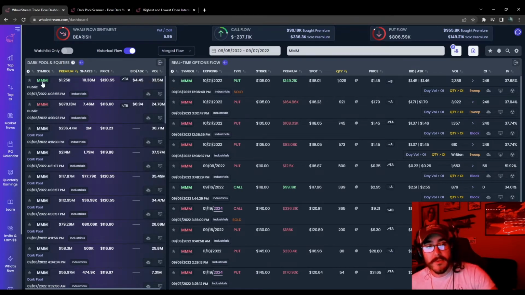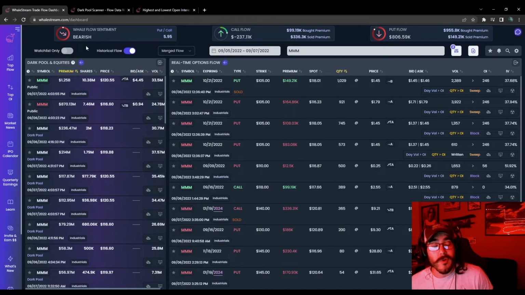So we click MMM and we're able to see all the options flow over here on one side and all the dark pool and equities. So what we can see over here on the left side under dark pool and equities is this trade was executed after hours, 3 minutes after hours, 1.25 billion, 10.38 million shares. That's a lot. We can also see after hours, 870 million. After hours, 236 million, 214 million, 117 million. Something's going on with MMM. We're gonna be wanting to keep an eye on this moving forward.